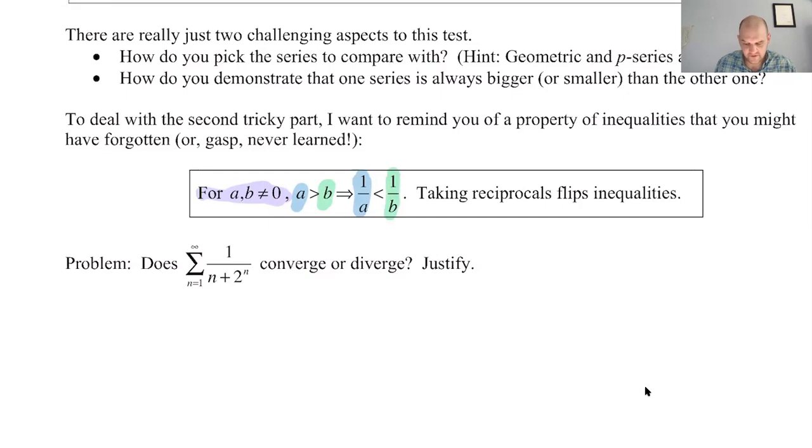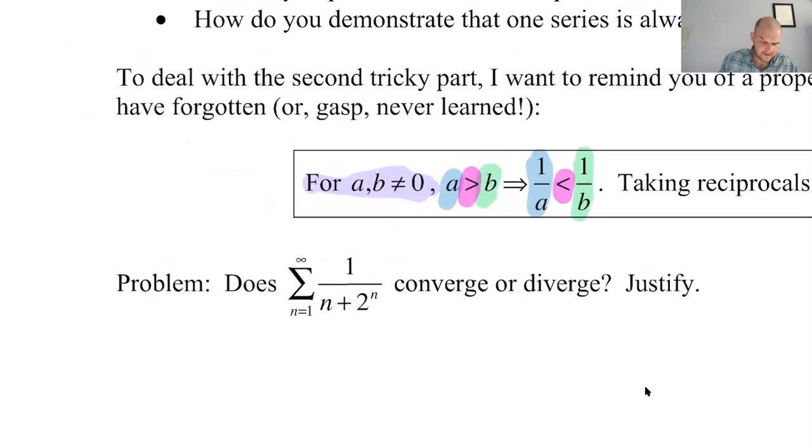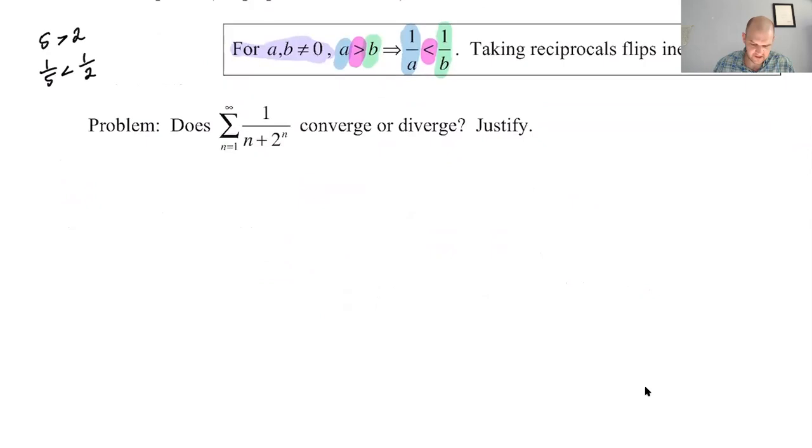And if you're confused about that, just use numbers. So it's not like a big secret, right? We got 5 is greater than 2, but 1/5 is definitely less than 1/2. So when you take a reciprocal, it changes the relationship, and that's going to be important for us. So let's see if we can do this one.